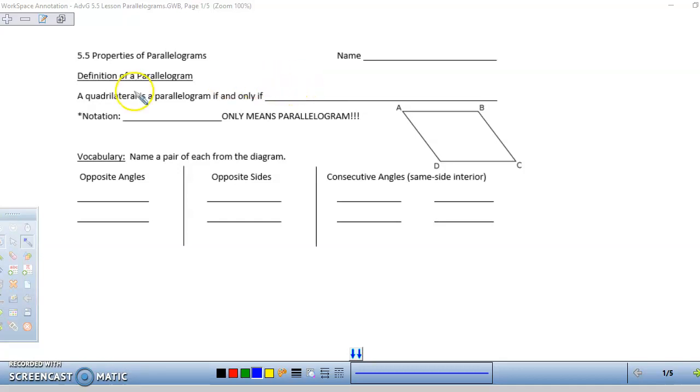Hello again. So we are going to start on the properties of parallelograms today. So the definition of a parallelogram is: a quadrilateral is a parallelogram if and only if two pair of opposite sides are parallel.